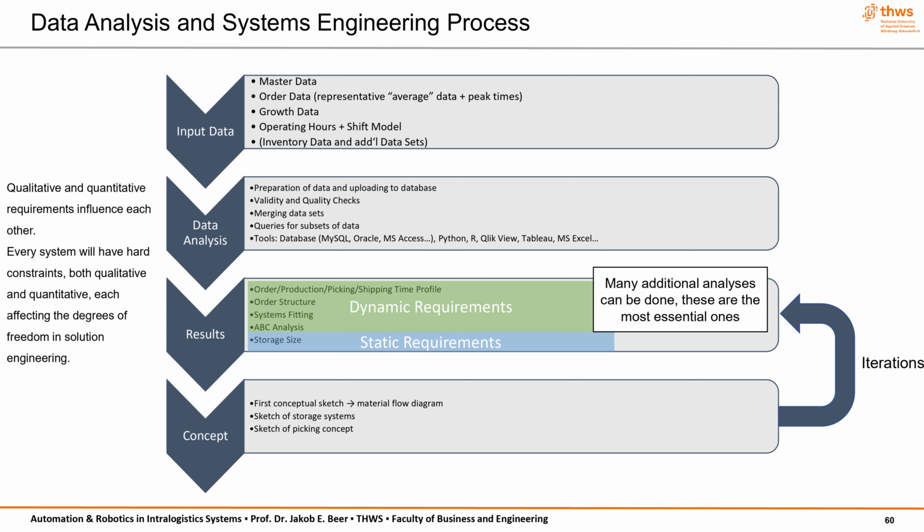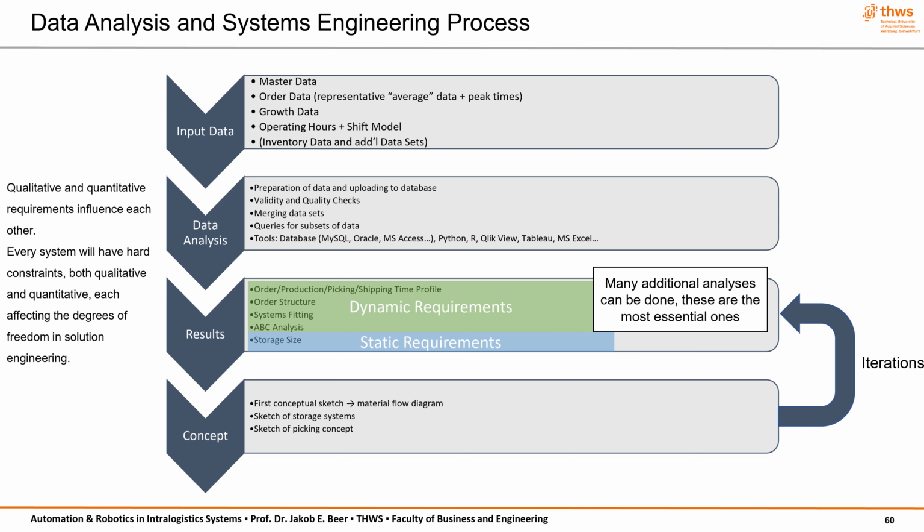Stage 3. Results from data to requirements. From this analysis, we derive design-relevant results. These form the bridge between data and concept. Let's break these results into two types, dynamic and static. Dynamic requirements capture how the system behaves over time. We build time profiles of picking, shipping, or inbound deliveries. These reveal peak hours, daily cycles, or seasonal patterns.